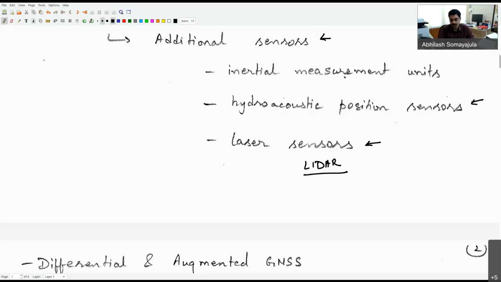Okay, but then it also suffers with some aspects: some surfaces may not reflect as much, some surfaces may be reflecting more, in which case you may not get a precise measurement, and the error matrix, the covariance matrix, can grow in size at that time. So this is something to keep in mind when you're looking at LiDARs.